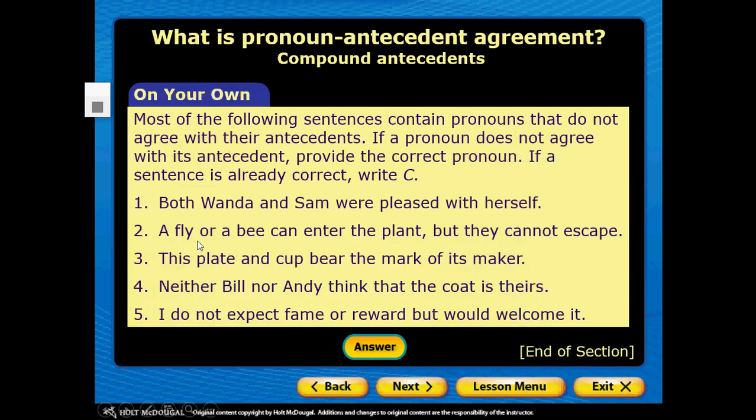A fly or a bee can enter the plant, but they cannot escape. A fly or bee can enter the plant, but they cannot escape.